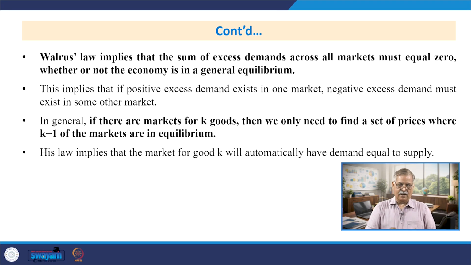In general, if there are markets for K goods, then we only need to find a set of prices where K minus one of the markets are in equilibrium. The law implies that the market for good K will automatically have demand equal to supply. So Walras' law clearly indicates that supply is equal to demand. Although there may be imbalances in different markets, taking the whole economy together, there would be no imbalances in supply and demand.